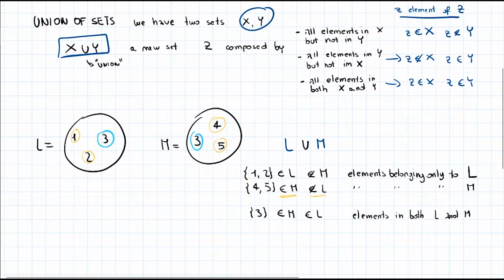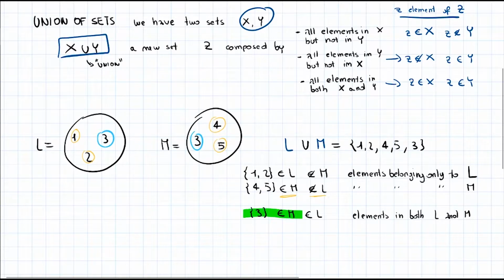So, the union of these two sets is equal to, by definition, all elements in X but not in Y, where X here is L and Y is M. So, all elements in L but not M, 1 and 2. All elements in M but not in L, meaning 4 and 5. And the elements contained in M and L, which is 3 in this case.